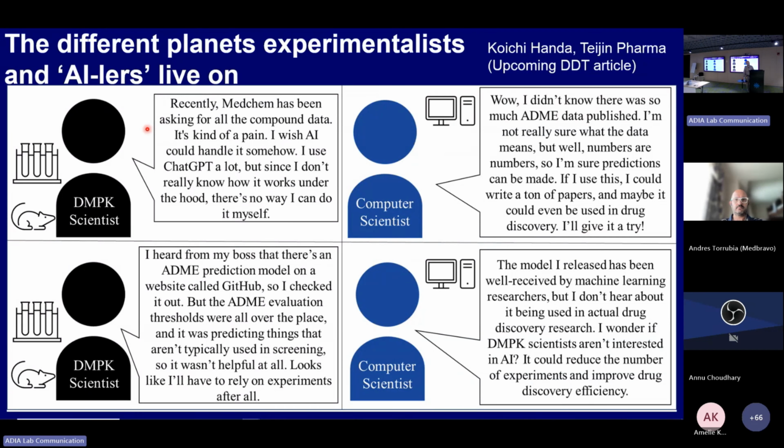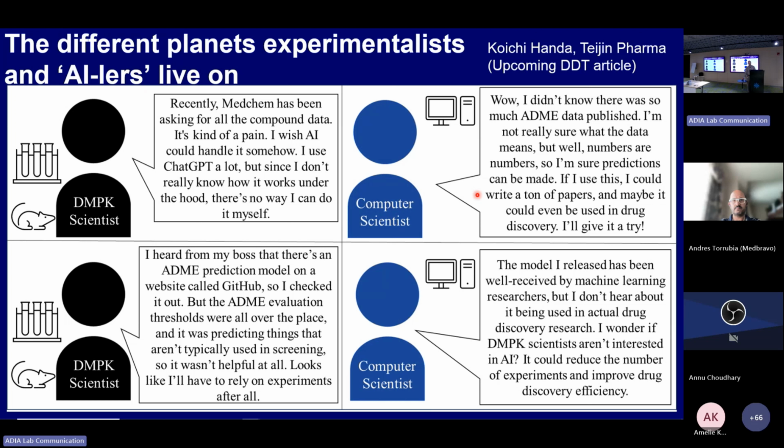So it's a hypothetical dialogue between DMPK, drug metabolism and pharmacokinetics, which can be any experimental scientist in pharma or different areas, and a computer scientist. So recently the Medchem people, who do experiments, have been asking for all the compound data, but it's a pain. I wish to use AI. I use ChatGPT, but I don't know how it works, so I cannot do that myself. AI, I don't quite understand that.